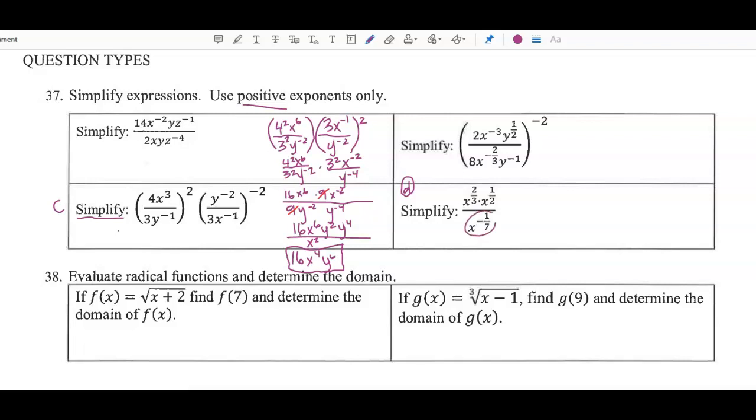So I'm going to take all of this, and it's going to go upstairs so that all of my exponents are positive. So I have x to the 2/3 times x to the 1/2 times x to the 1/7. But now these are all connected by multiplication, so remember that means I'm going to need to add those together, and in order to add those together I need a common denominator. What would our common denominator be with all of these?